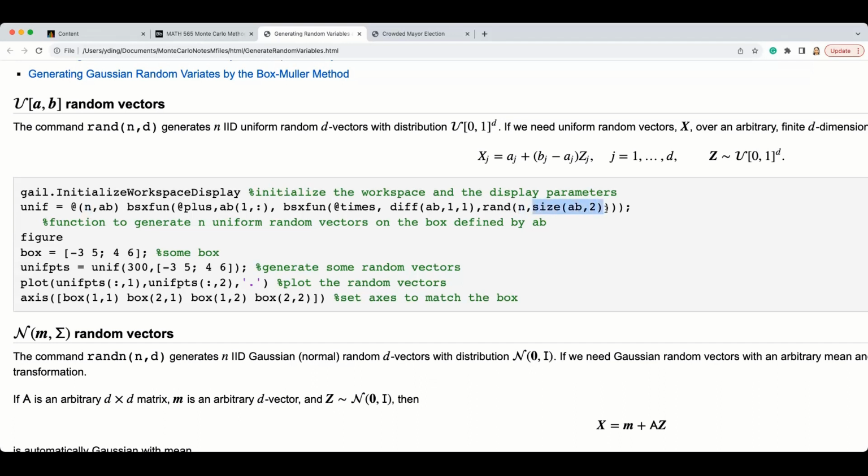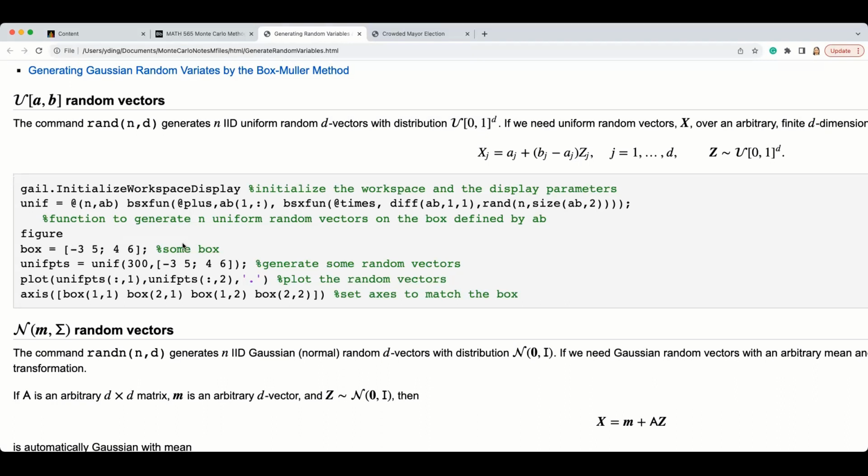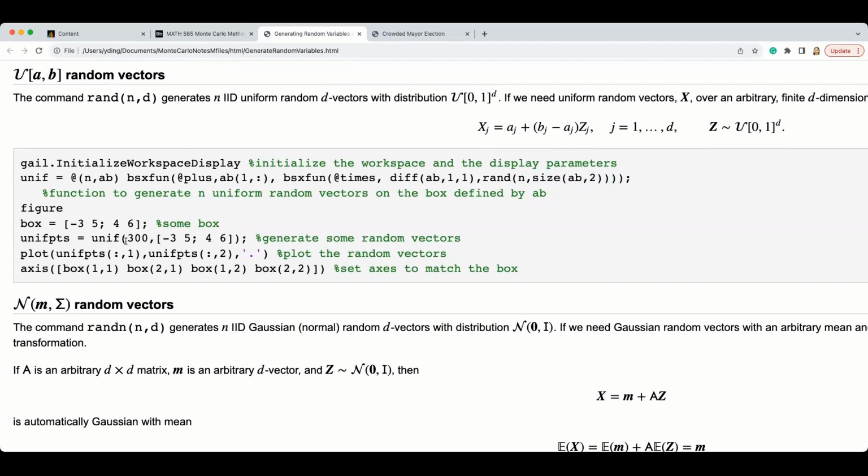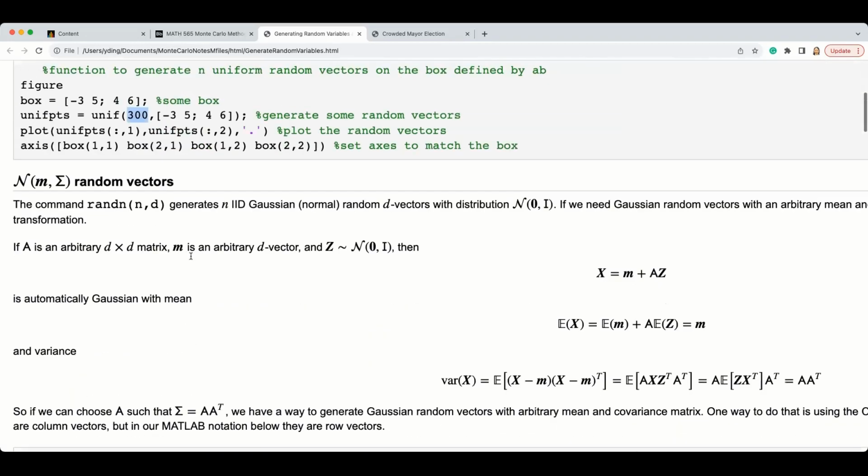Then what is this D? This depends on the size of your box. It's 2 by 2, so you know I just need 2 dimensions. If you have a box that's not 2 by 2, it depends on the size you put in for A, B, how many dimensions you will have, and that gives you the number of columns. So that's the size; here it is 2 by 2. Here it tries to generate 300 random numbers. And then where's the plot?